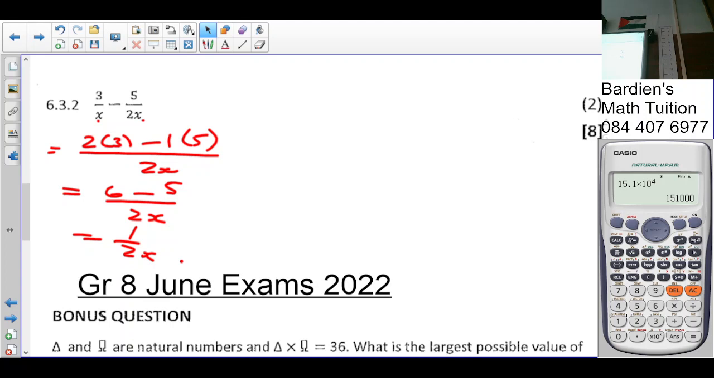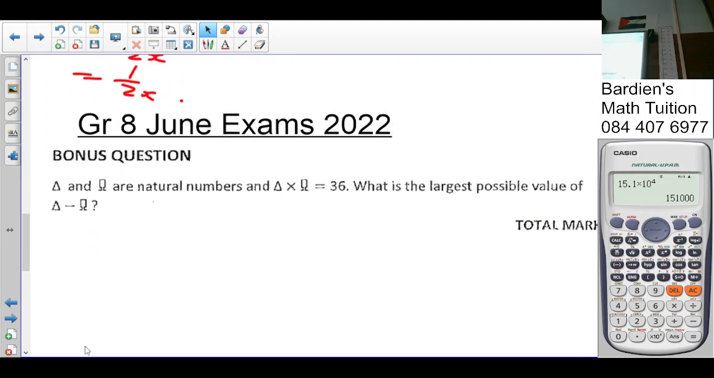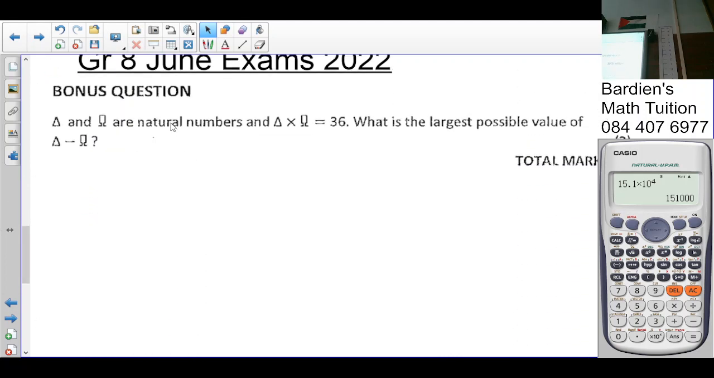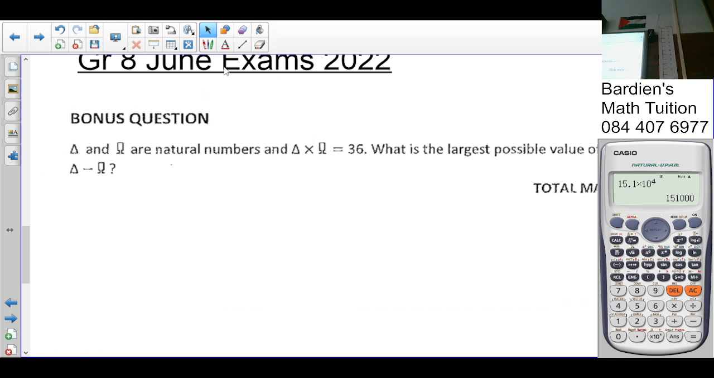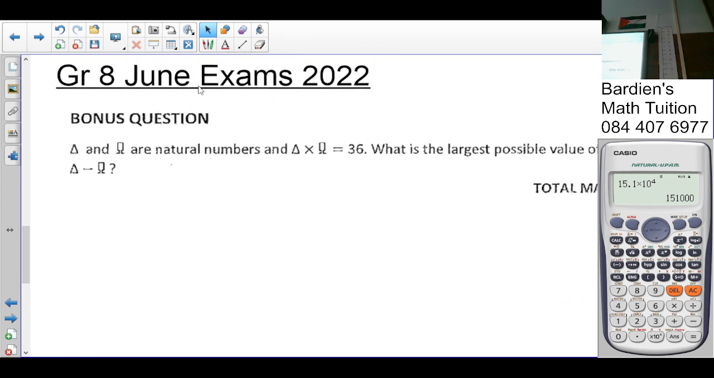That brings us to our last question, the bonus question here. How many of you got the bonus question right? Nobody ever does. Who got the bonus question right before? Yeah, these people who get the bonus question. But this time I don't think anyone in this class.